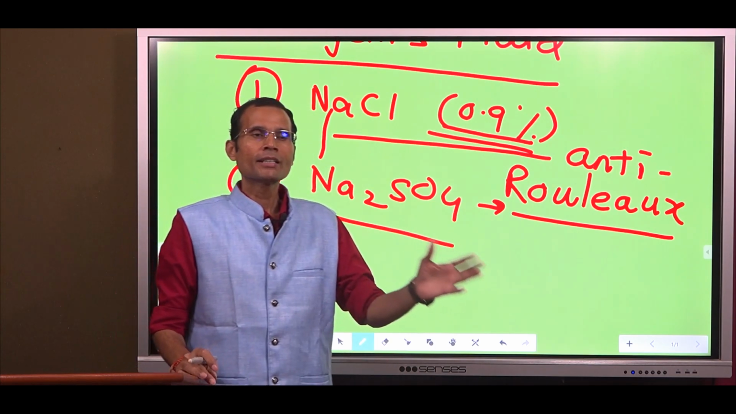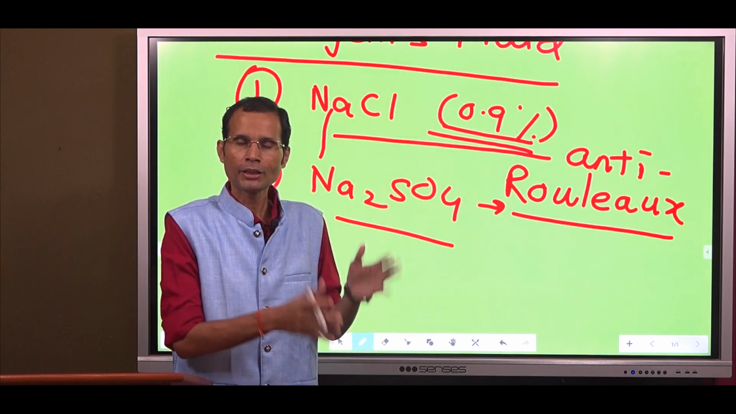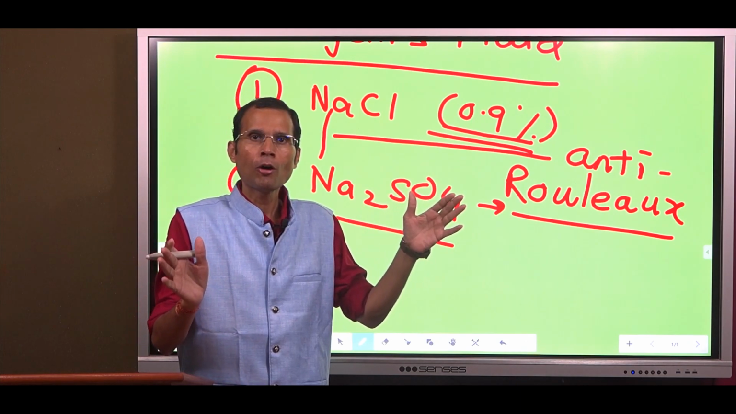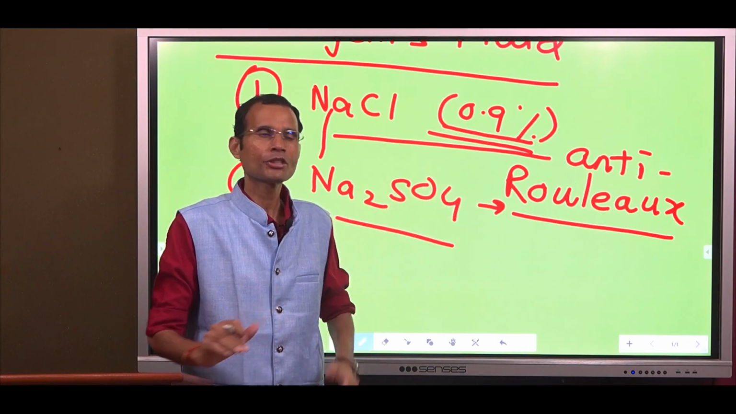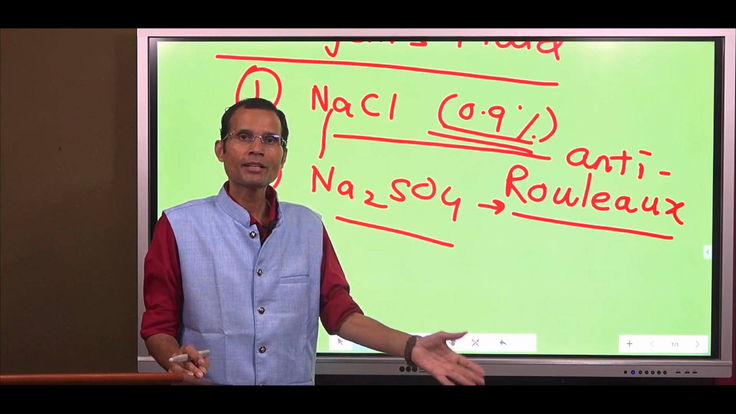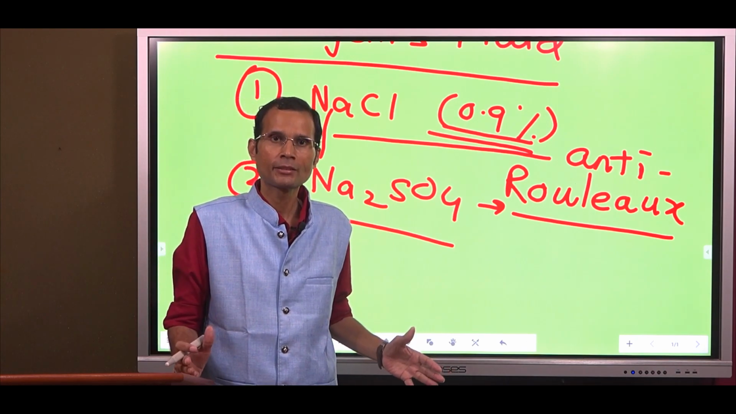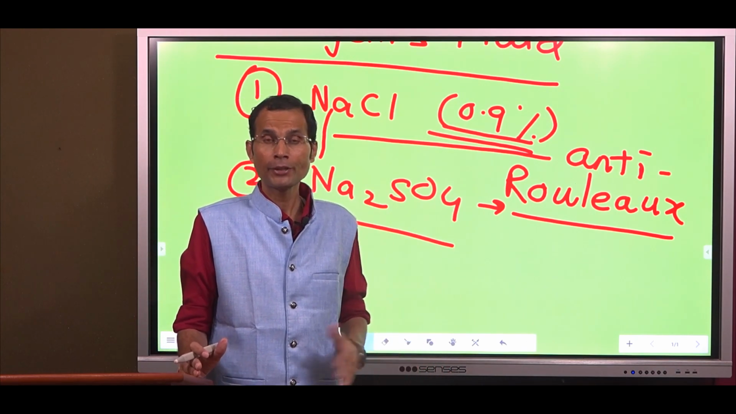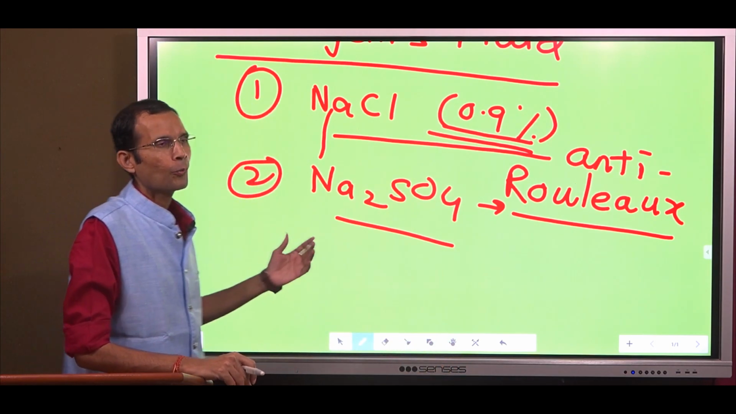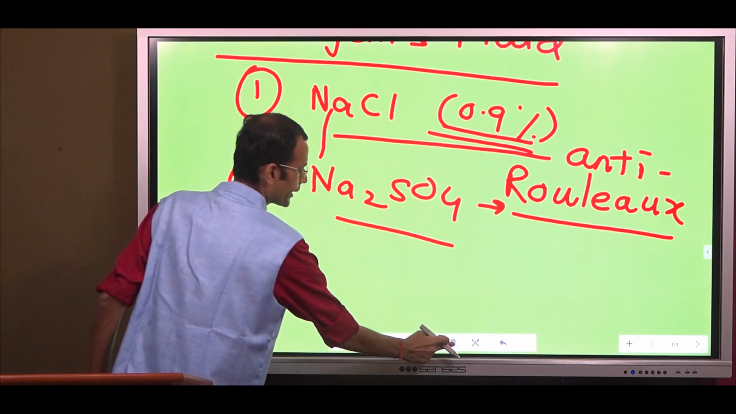You know, when the blood is taken outside the body and made to stand still in a vertical tube, RBCs come together to form clumps, which are called rouleaux. Here we are taking the blood sample out of the body. RBCs may form clumps, they will form rouleaux, and we need to prevent that because we are going to count the RBCs. Therefore we need an anti-rouleau forming agent, that's the sodium sulfate.